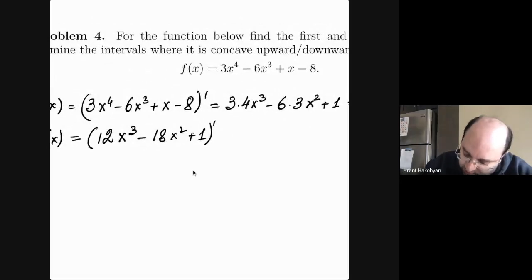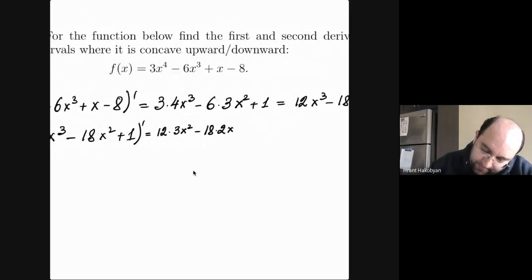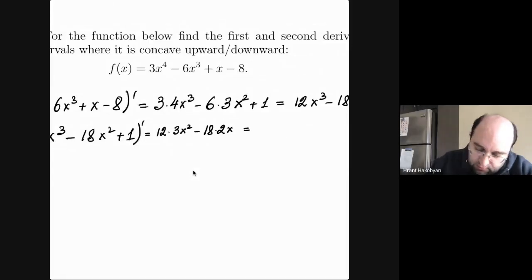Okay, so that's equal to 12 times 3x squared minus 18 times 2x plus 0, right? So that's equal to, well, let's see. 12 times 3 is 36x squared minus 18 times 2 is 36 again.